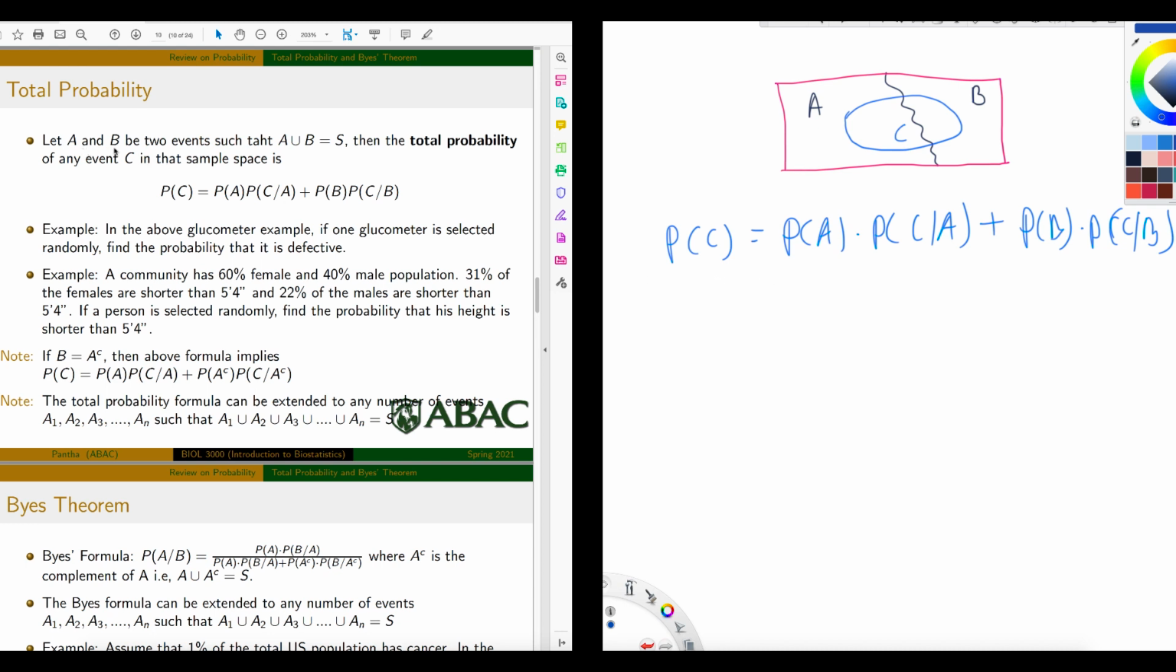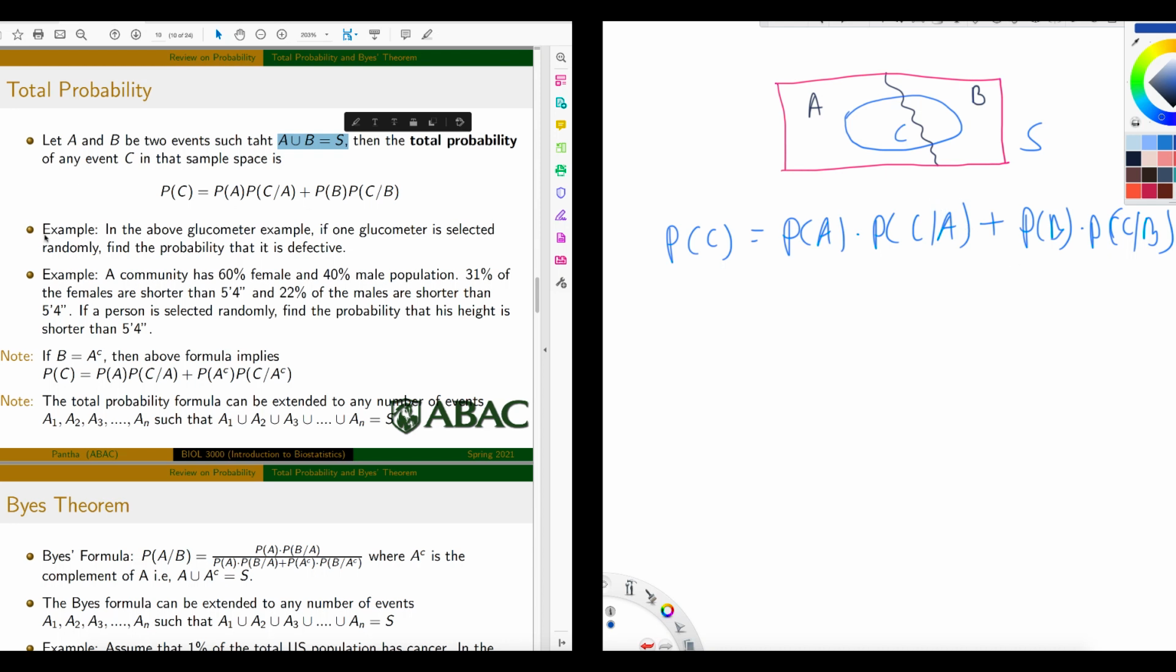That's what it says. If A and B are two events such that A union B, meaning if you combine A and B, you get the whole S, the sample space, that red rectangle. Then the total probability of event C in that sample space is P(C) equals P(A) times P(C given A), that piece times the probability of C in that piece, plus the probability of the other piece times the probability of C in that piece. That's how you find the total probability of C.